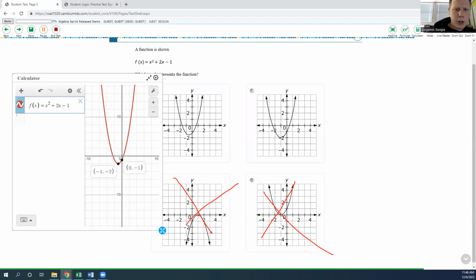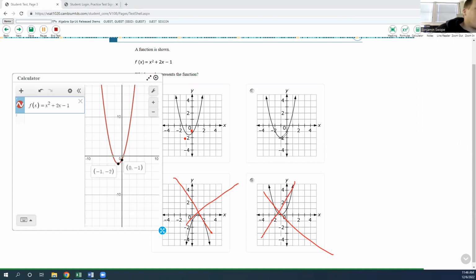Like, for example, if I look at this first choice, (-1, -2) would be here. That doesn't look like it's on my graph. And also, even (0, -1), if you look kind of close, it doesn't really seem like it's on the graph. So I'm a little suspicious of this first graph, so I want to check the next one.